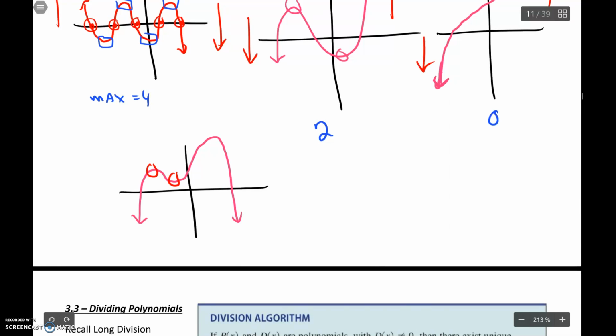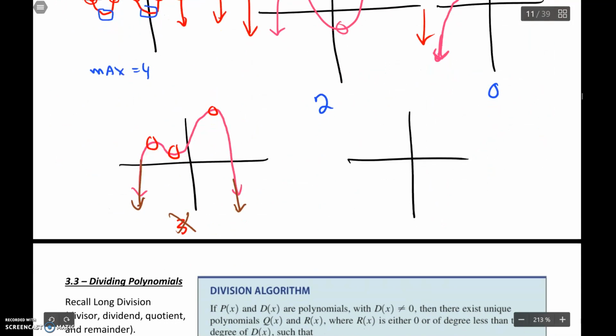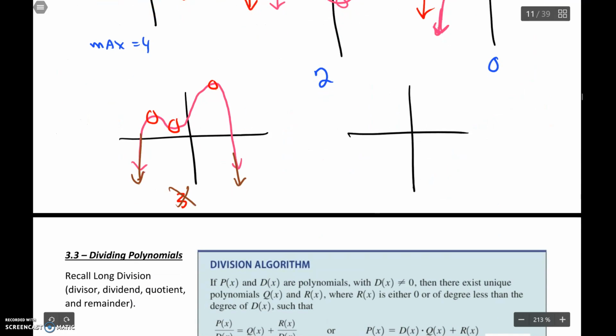If you have 3 turning points, then if you start down, you're going to have to finish down. And a 5th degree polynomial can't start down and finish down. So that's why this is an impossibility with an odd degree. 1 turning point, same way. If it turns once, it can't be a 5th degree polynomial because the end behavior is not right. So that's why these are impossible.